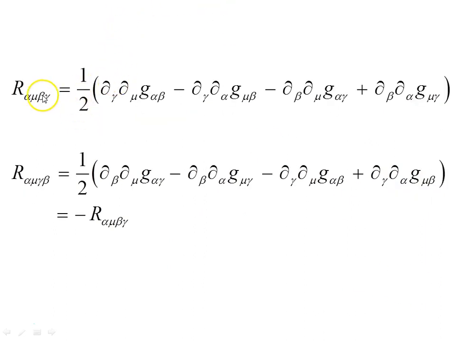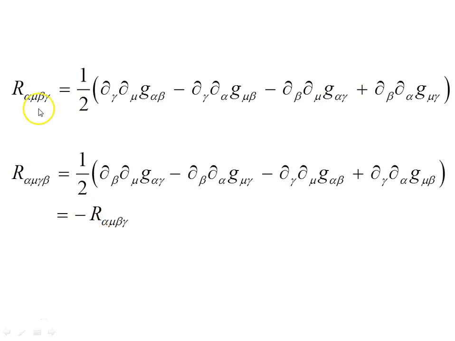Next thing, let's swap the last two indices. So starting with our original object here, we're going to swap beta and gamma. Here we are, gamma and beta there. So where beta is, we're going to put gamma. So beta here becomes gamma. And where gamma here is, that will become beta. And when we do that, again, we find that the object produced is the negative of what we started with.